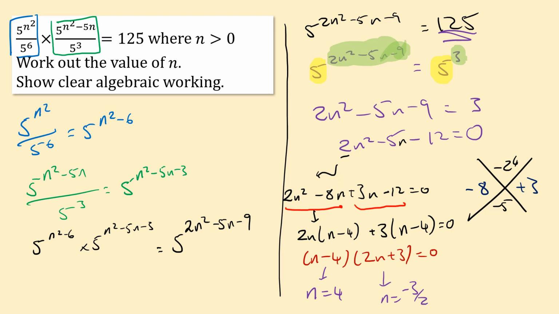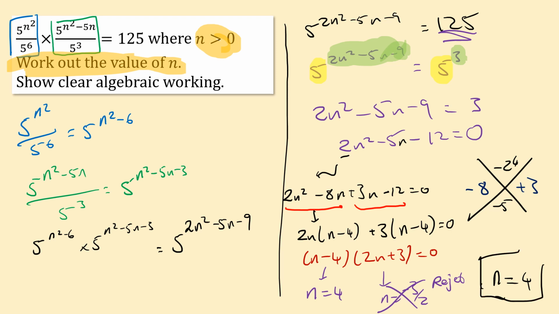At this point, it's really important to just check, have I actually answered the question? The question is, work out the value of n. Okay, so one of these doesn't work. And the one that doesn't work is given by the condition on the first line that says n is greater than 0. So we have to reject n equals negative 3 over 2. And our final answer is n equals 4 only. Okay, a sensible thing to do here is to substitute n equals 4 into your expression on the left-hand side and check you do in fact get 125, and you do.